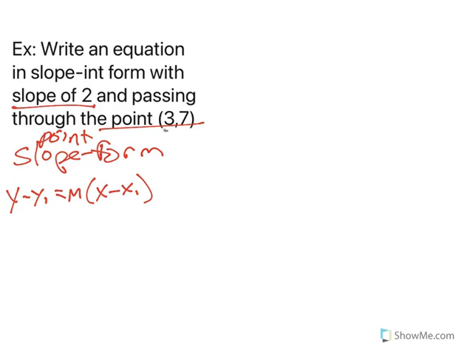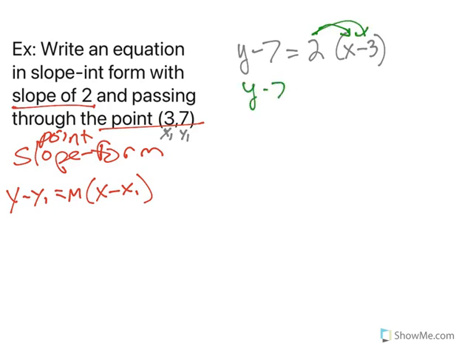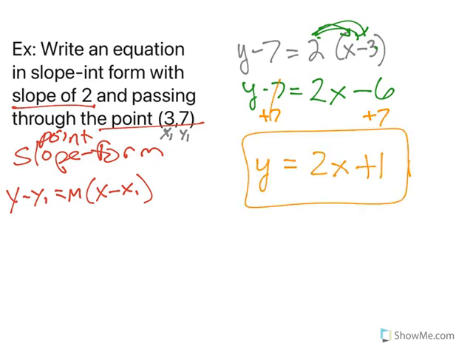And then we can plug in what we know, right? This is x1, y1. So I have y minus 7 equals 2 times x minus 3. This is point-slope form. To be in slope-intercept form, y has to be by itself. So my first step is to distribute. I'm going to keep y minus 7 on the left, but 2 times x is 2x, and 2 times negative 3 is negative 6. And now to get y by itself, I'm going to add 7 to both sides. So y equals 2x plus 1, and there's my answer.